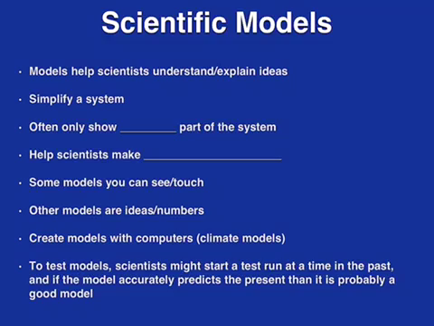So, taking a step away from the scientific method, we're now going to look at some scientific models. Models help scientists explain and understand ideas. They take a really complex system and simplify it, and it will often only show a small part of a very complex system. Good models help scientists make predictions.